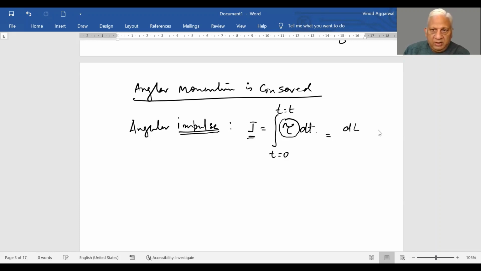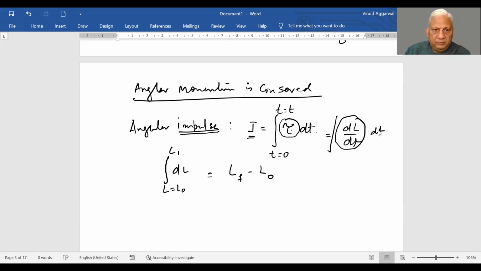Tau is nothing but dL by dt. Tau into dt is dL by dt into dt. It becomes the integration of dL from 0 to L1, or it is the final angular momentum minus the initial angular momentum. This is J.